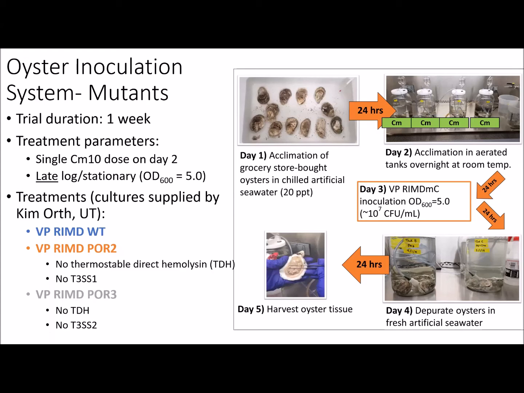So we have our wild-type strain in blue. In orange, we have a mutant of VP-RMD. In this case, it lacks a functional thermostable direct hemolysin, or TDH. It also lacks a functional first system of the type 3 secretion system in this Vibrio strain. And our pore 3 mutant, the one in gray, lacks both the TDH as well as the second system of the type 3 secretion system.